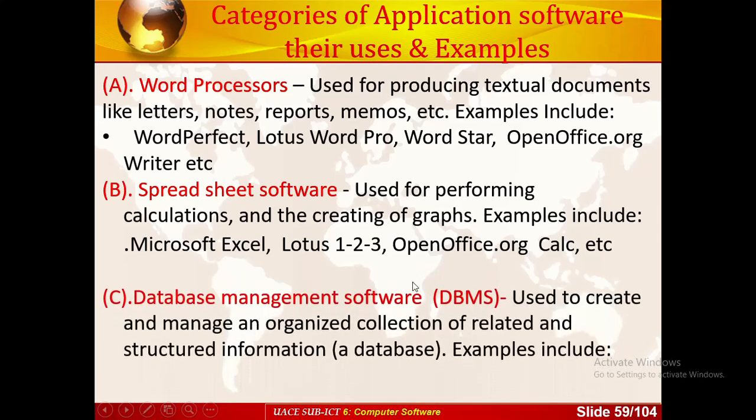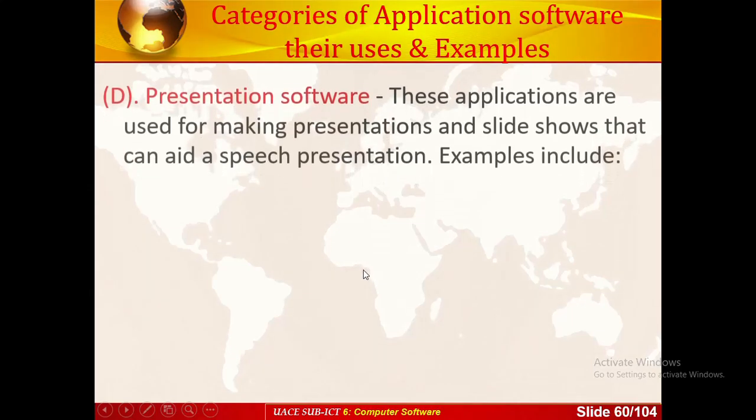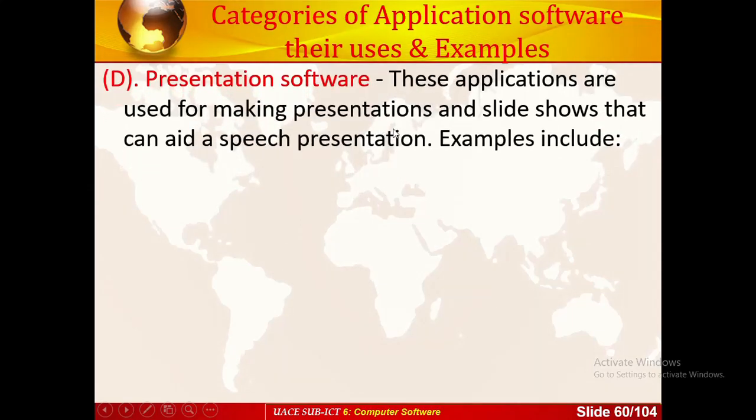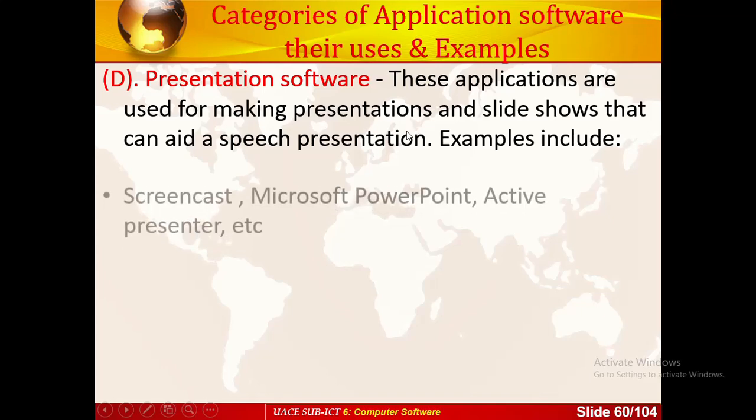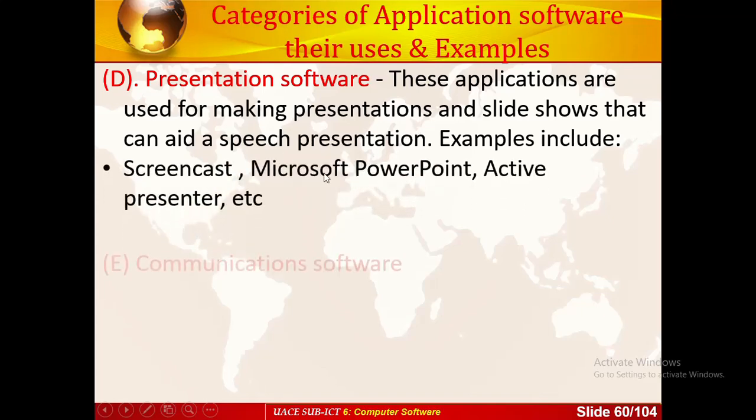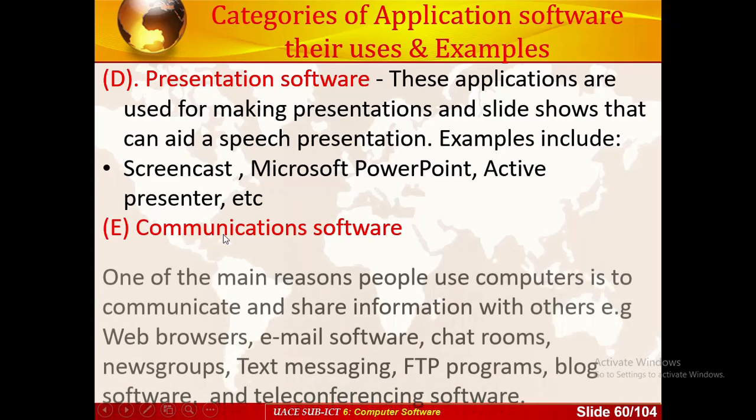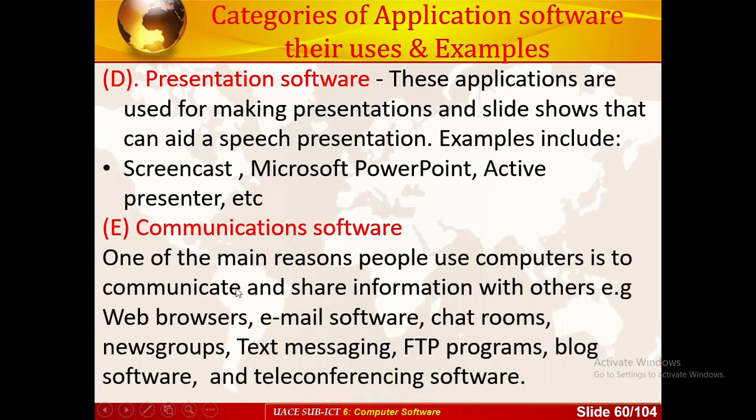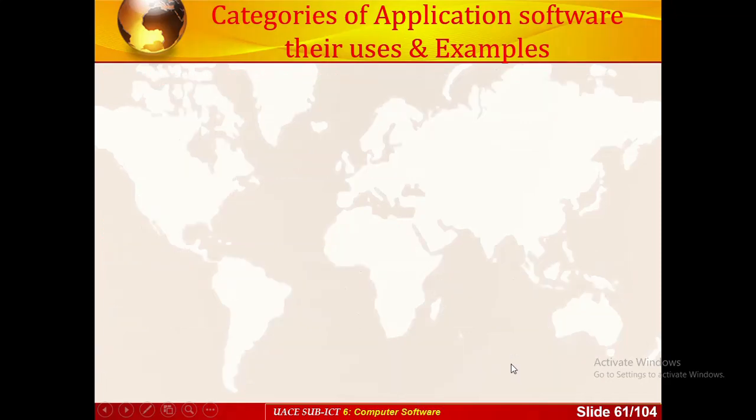Then we can also look at database management systems, used to create, manage, and organize a collection of related information, called a database. Then we have presentation software. These are applications for making presentations. In case we want to present anything, we can use Microsoft PowerPoint. Then we have communication software. One of the main reasons people use computers is to communicate and share information with others: web browsers, email software, chat rooms, newsgroups, text messages, file transfer programs, blog software, and telecommunication software.